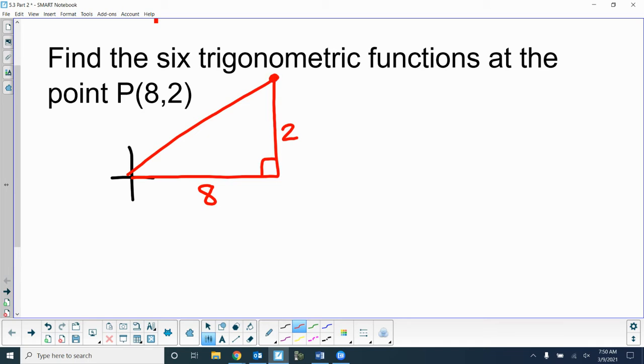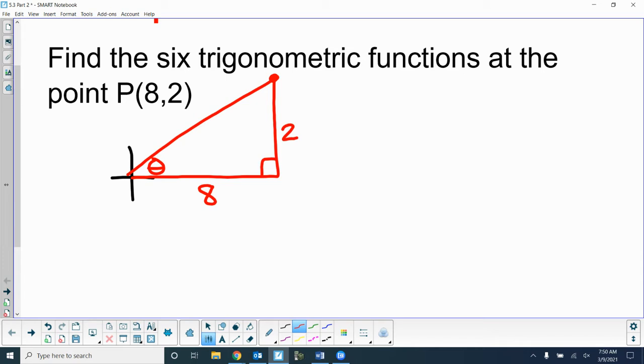You draw a line back to the origin and a line straight down to the x-axis to get your right angle. Theta is always back here by the origin. Okay, so how do I find the hypotenuse? Pythagorean, right?